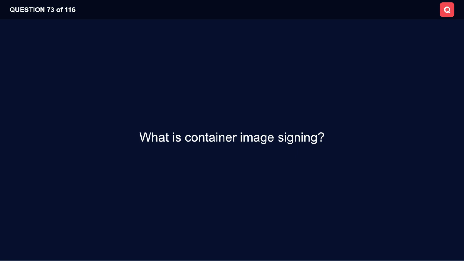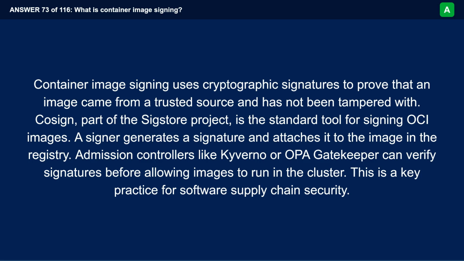What is container image signing? Container image signing uses cryptographic signatures to prove that an image came from a trusted source and has not been tampered with. Cosign, part of the Sigstore project, is the standard tool for signing OCI images. A signer generates a signature and attaches it to the image in the registry. Admission controllers like Kyverno or OPA Gatekeeper can verify signatures before allowing images to run in the cluster. This is a key practice for software supply chain security.